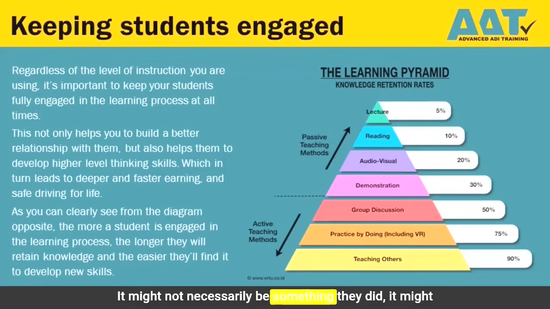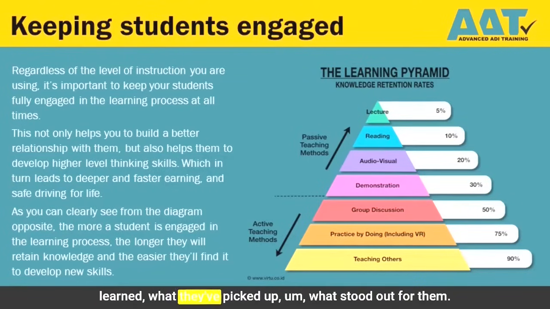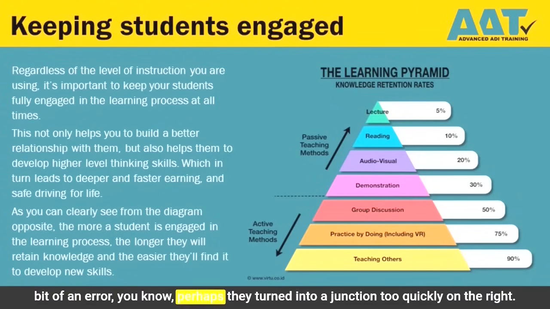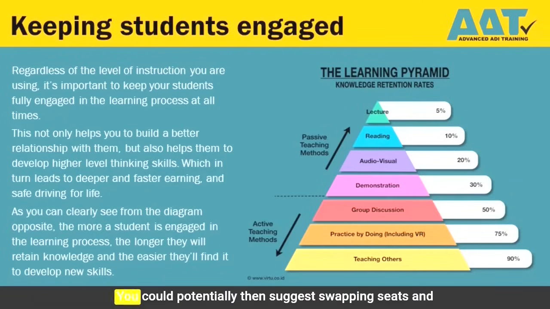It might not necessarily be something they did. It might be something noticed about somebody else. You could ask them to let you know what they've learned, what they've picked up, what stood out for them. You could get them teaching you to an extent. If they made a little bit of an error, perhaps they turned into a junction too quickly on the right, you could potentially then suggest swapping seats and get them to teach you how to do a right turn correctly.